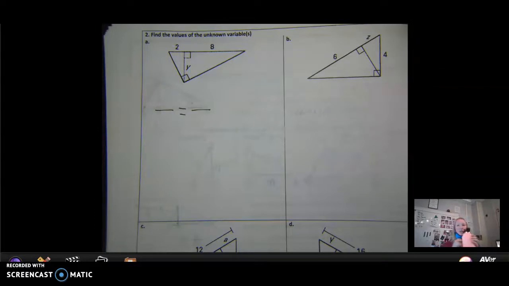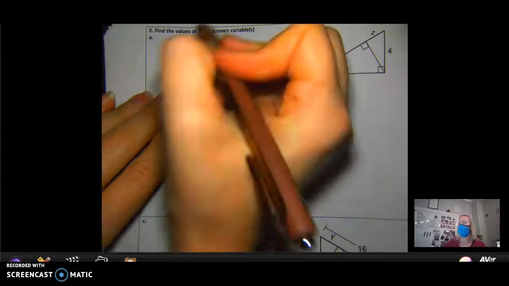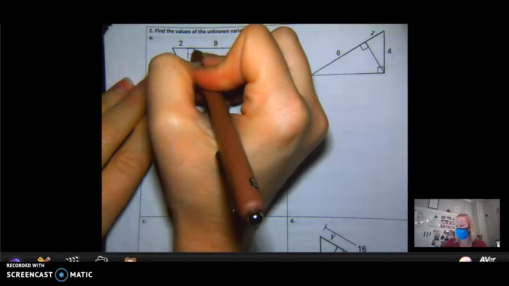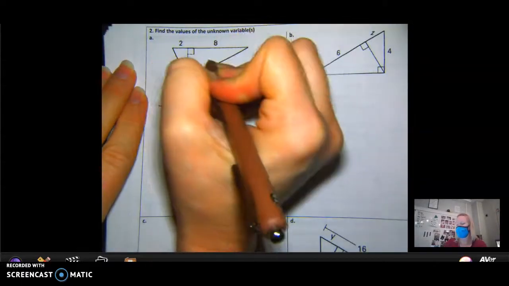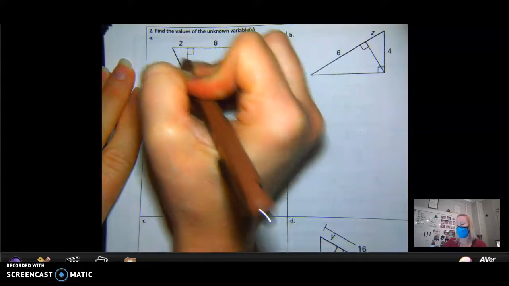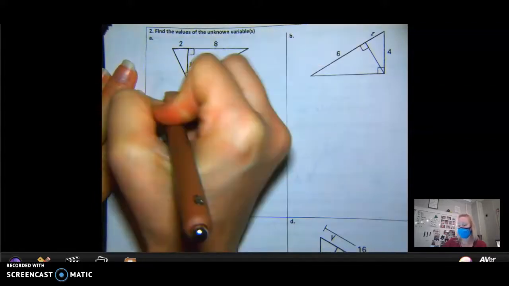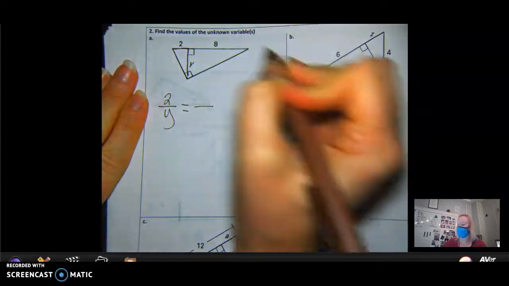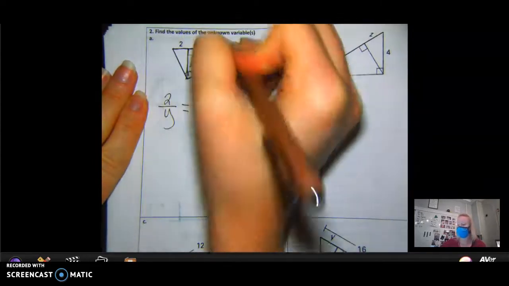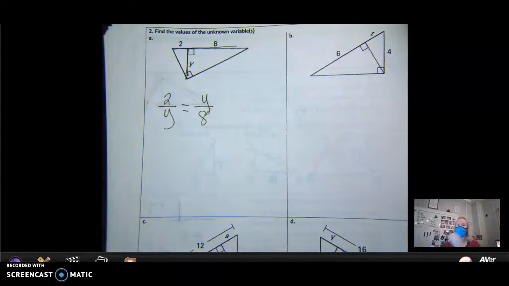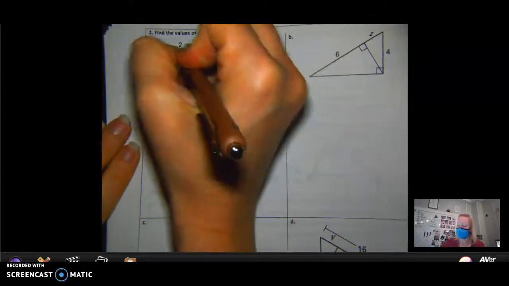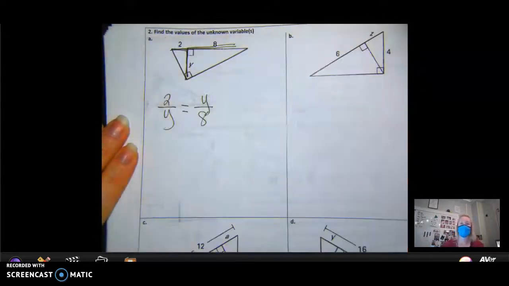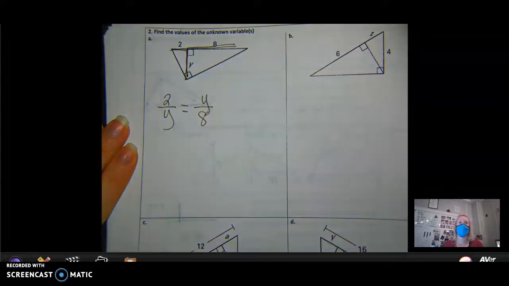We want to make a T with our pen. So what over what equals what over what? No, 2 over y, yes, equals y over 8. You have to go back over that y to get to the 8, right? So think about where your pen leaves off and follow it. Did that make sense at all?